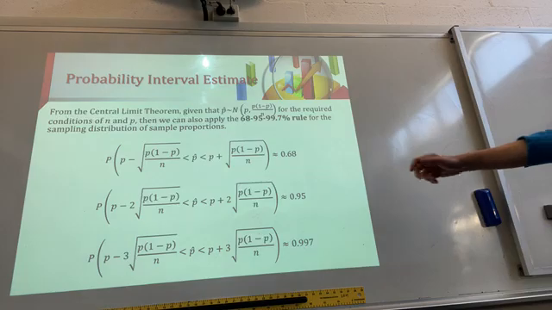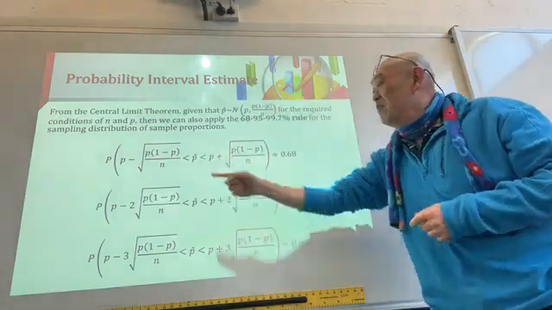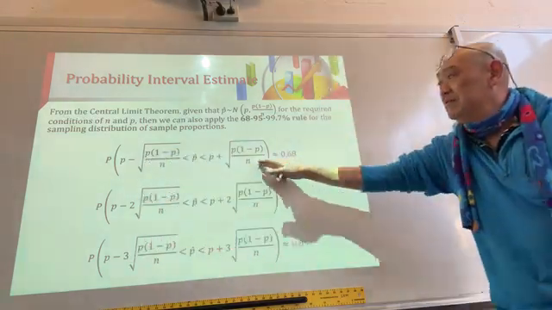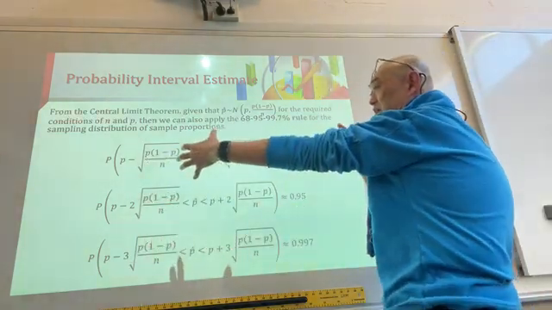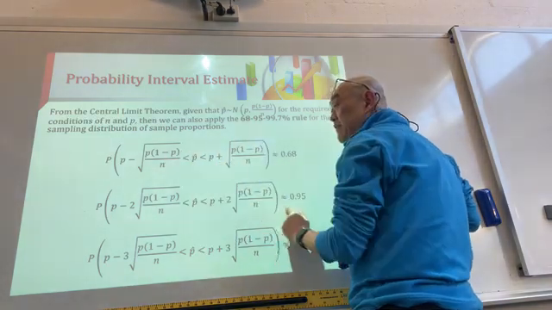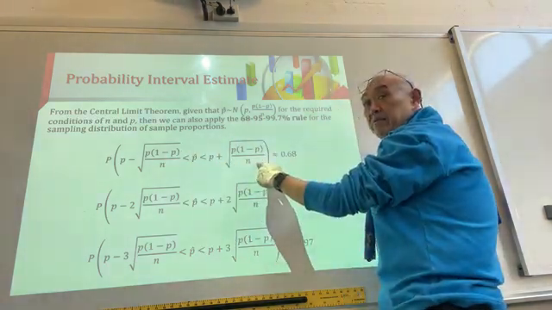All right. Since we know that this is the variance, what you could think about is the 68% rule, which is the mean plus or minus 1 standard deviation. This is 1 standard deviation, right? Yeah.